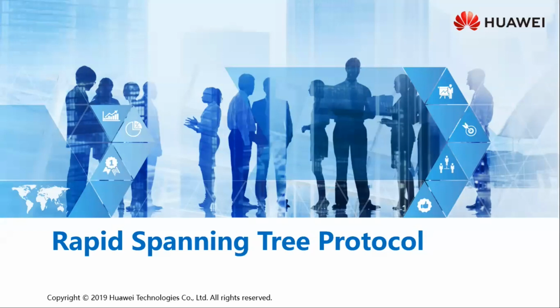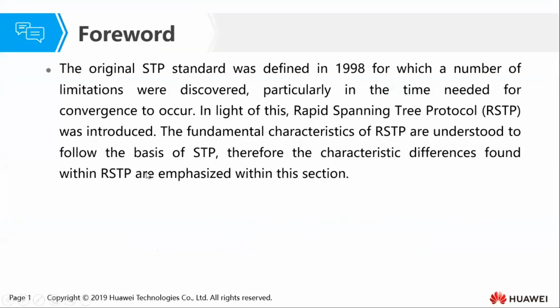We're going to begin with rapid spanning tree protocol, a variation of STP, whose major objective was to improve the slow convergence speed of STP, as we are going to see here. So I'll read the foreword.